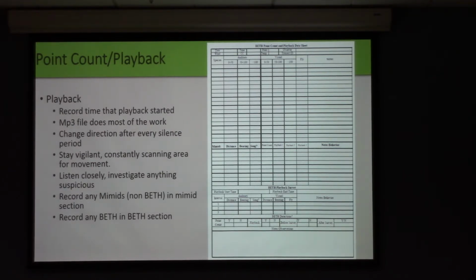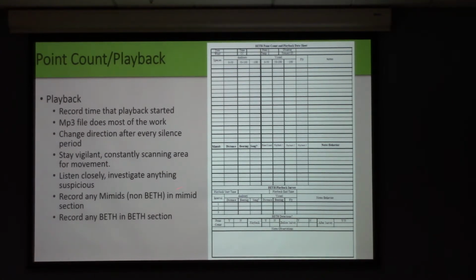So for whatever Beths we do see during the playback, they'll end up both under MIMIDs and down below. Any Beth we detect in the first 3 minutes of silence is going to go here. Any Beth we detect once we start playback, where we write the start time and the end time when we start, is going to go down here. If you detect more than 3, you can put one up here. But if we did detect it during point count initially, it'll already be up there.